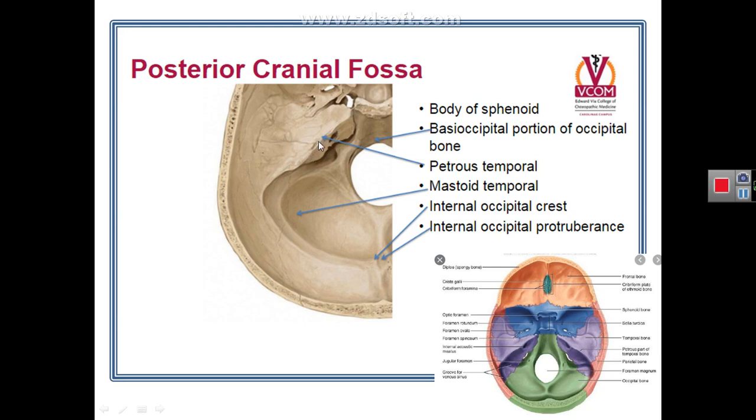The upper margin of the petrous temporal bone, between its anterior surface and posterior surface, contains the superior petrosal venous sinus, while here is the inferior petrosal sinus that is anterior to the jugular foramen. Of course, the inferior petrosal sinus lies at the suture between the basal part of the occiput, called the basio-occiput, and the petrous temporal bone.